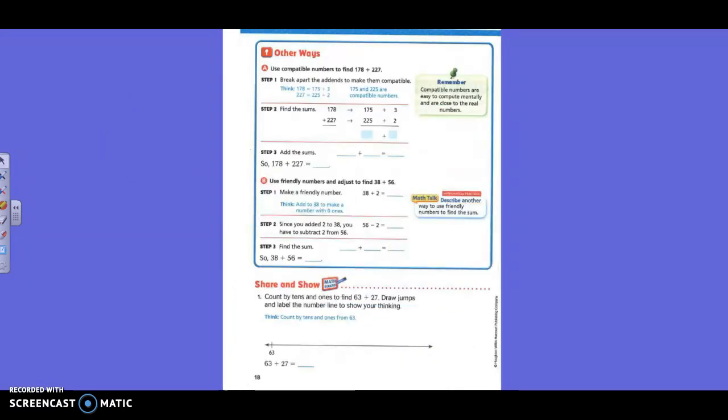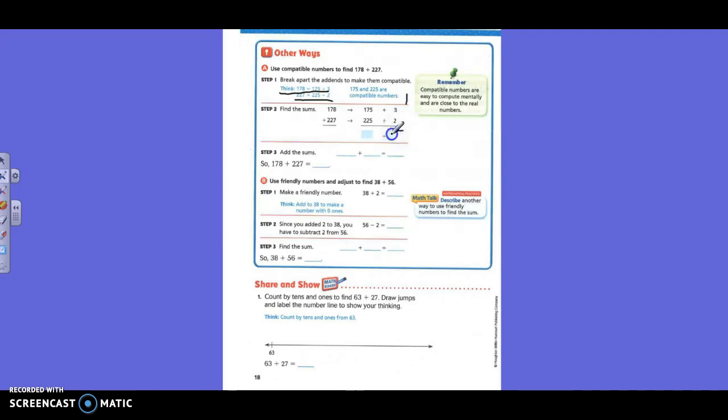Next page. Another way to add, another mental math strategy is by using compatible numbers. They are breaking apart the number to try to make them a little easier. So they were saying, you think 178 could be 175 plus 3, 227 could be 225 plus 2. They're kind of going to the nearest 25 and then having the extra part go over, and they're adding the extra part. So what they want you to do is if you break it apart, like 175 plus 3 and 225 plus 2, you add now the 2 that you have at the end.